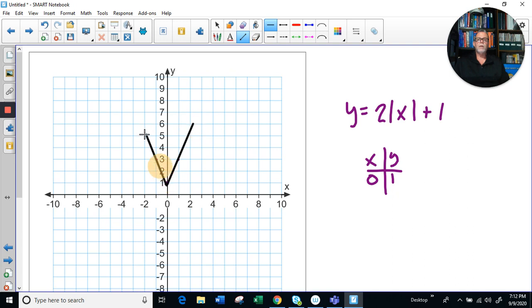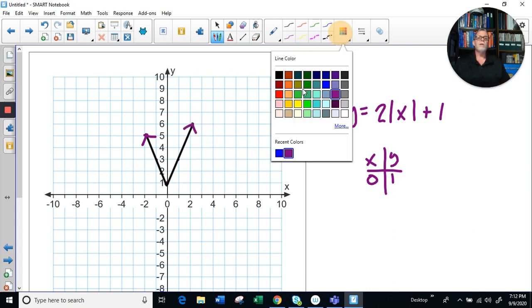Let's see, did I get there? Looks like I got it reasonably close there. All right, so we have that, right? So that outside the function, that plus or minus, is going to move it up or down. Now, do you remember what moves it side to side? Inside the function, adding or subtracting.